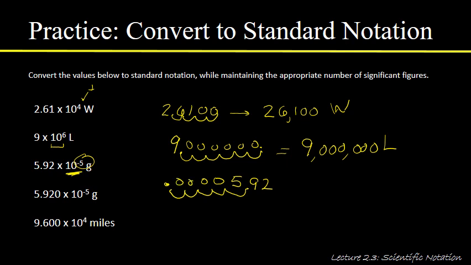We always want to put a 0 there to help locate the decimal. If you write it without, it's not really wrong, but it's definitely not the preferred notation. That's much more clear. So we'd write this 0.0000592 grams.